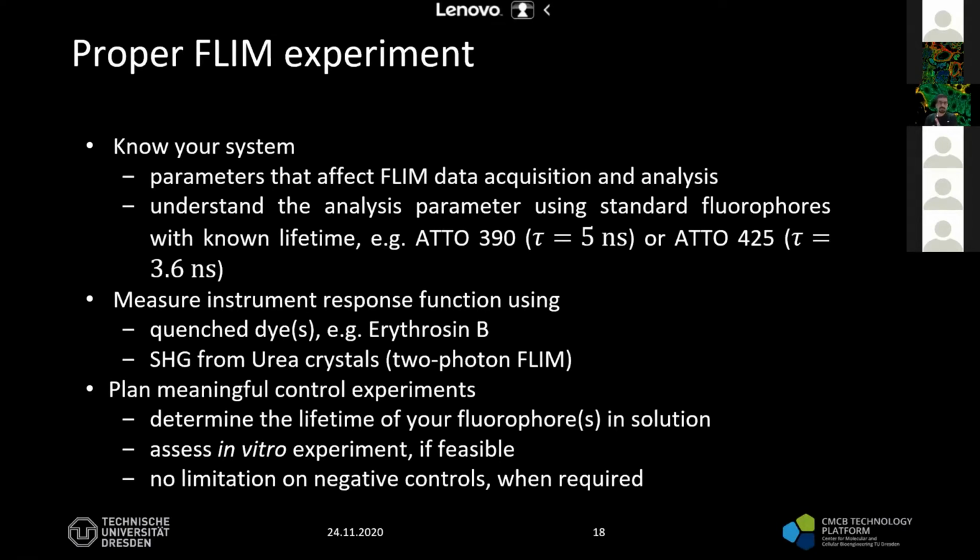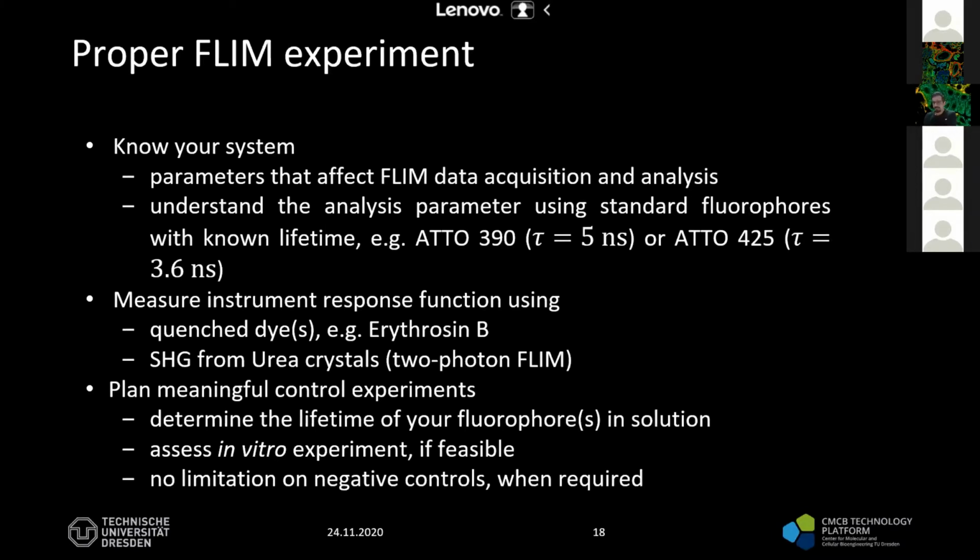The other point is to assess in vitro experiments if feasible. For example, for NADH, there is a publication by Melissa Skala and her team doing in vitro experiments, trying to measure the lifetime and the fractions of the different lifetime components of NADH in solution when it is interacting with different enzymes, like lactate dehydrogenase or malate dehydrogenase, LDH or MDH. So if it's feasible, please do that.